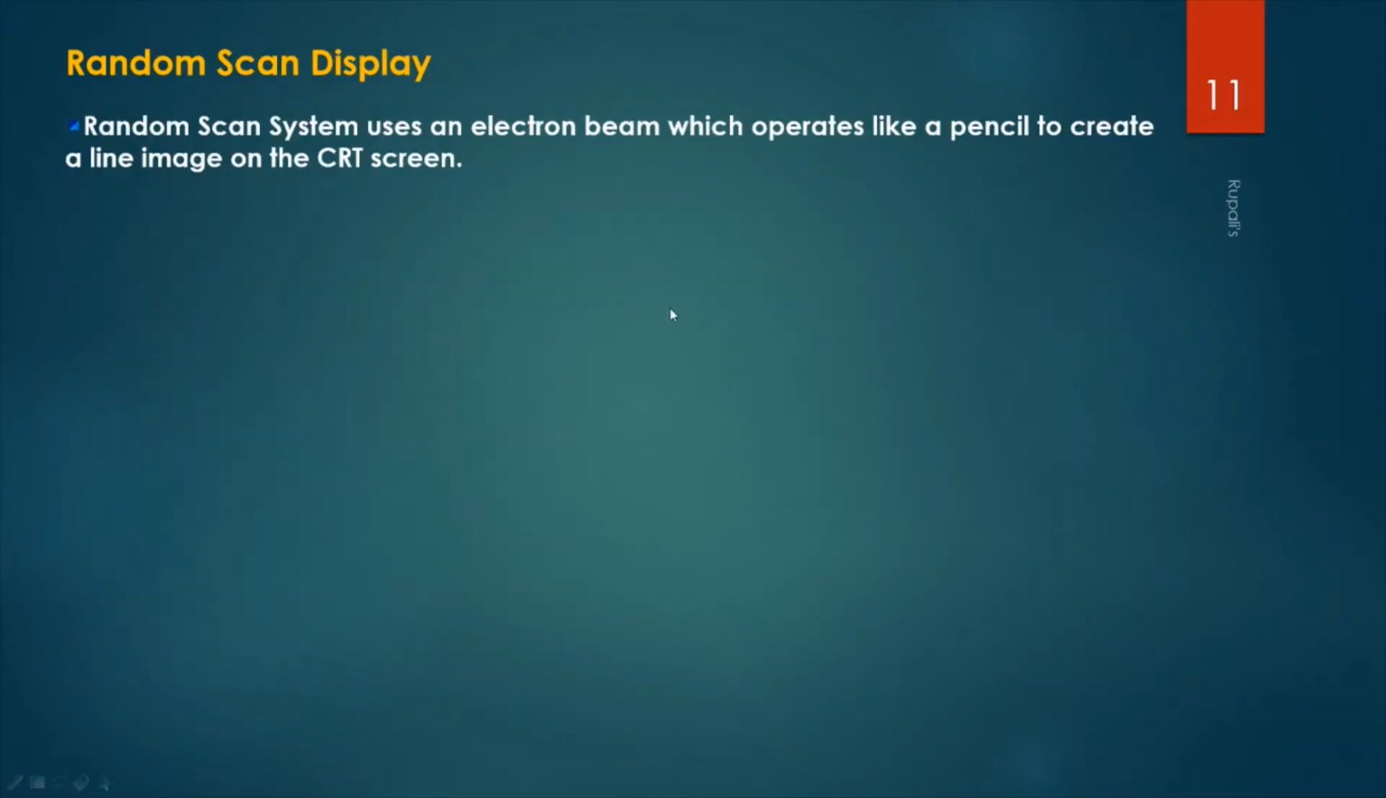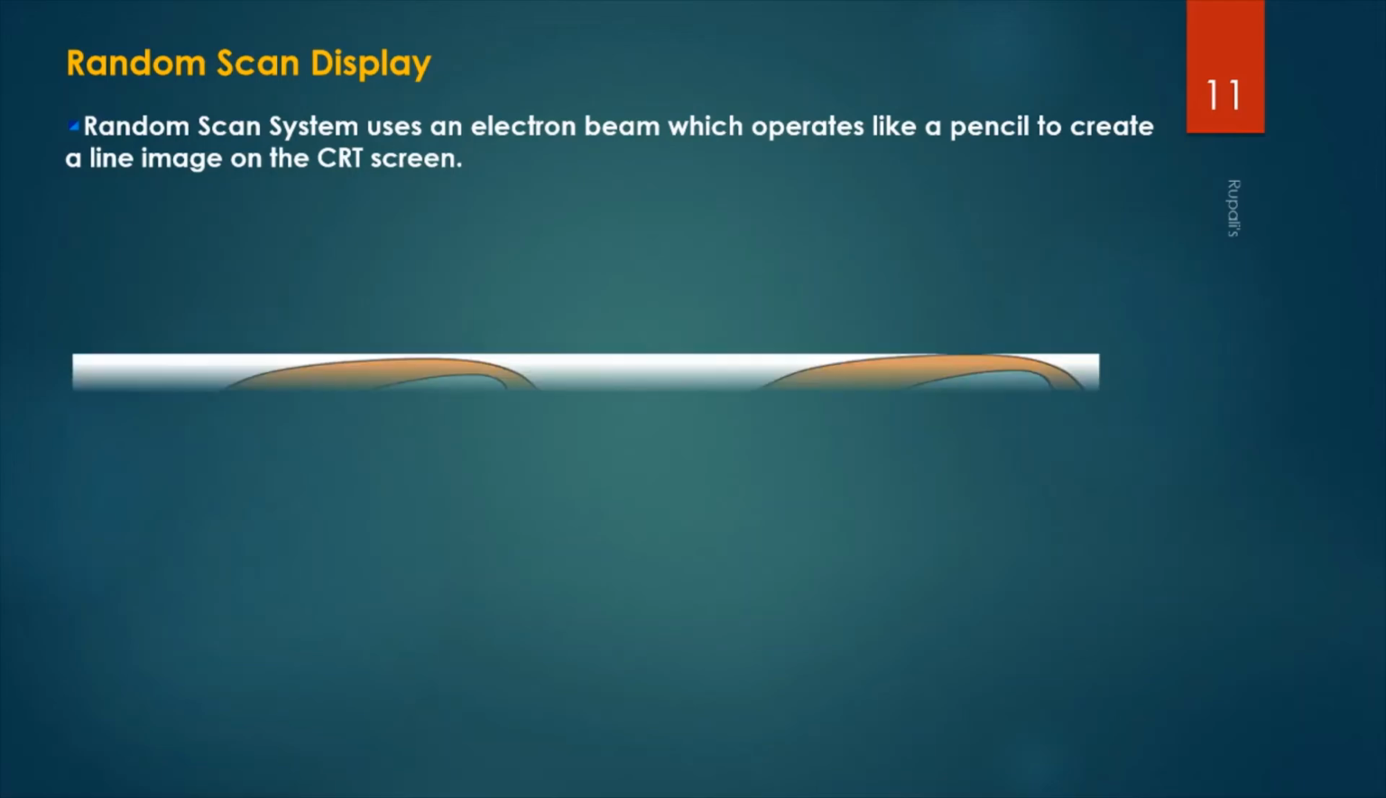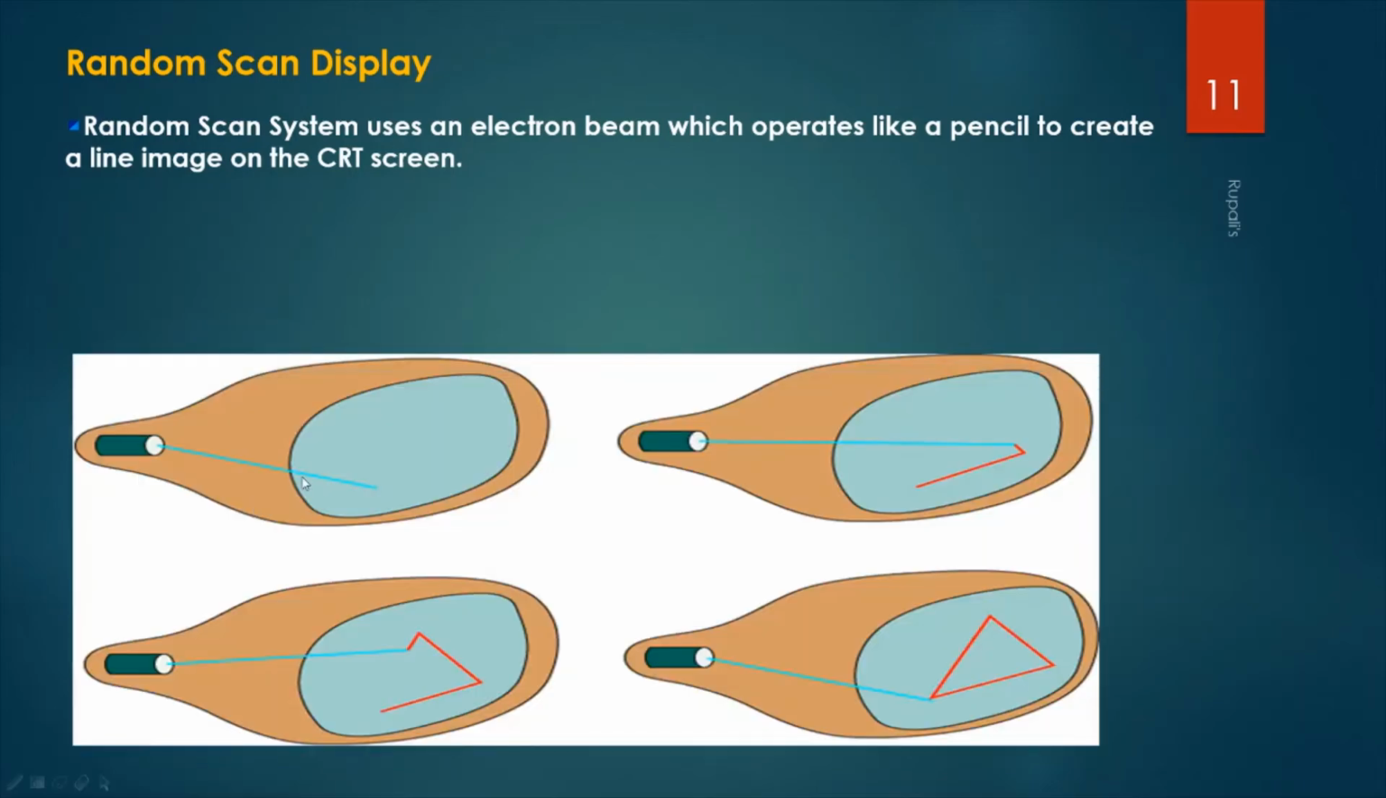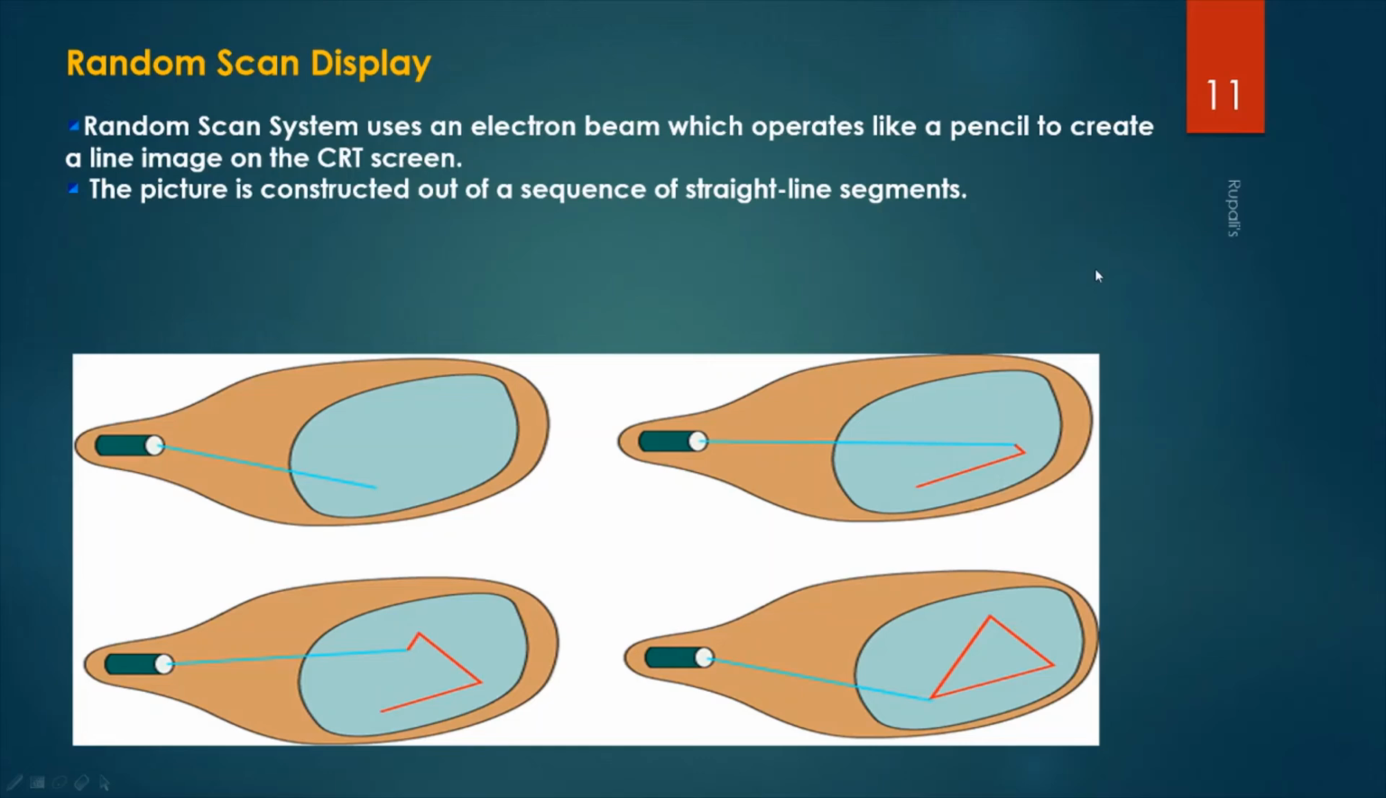Next, random scan display. Random scan display is restricted to line drawing applications. How? A random scan system uses an electron beam which operates like a pencil to create a line image on the CRT screen. See the figure? So this is our CRT. To create a line image, random scan display is used. Here, the picture is constructed out of a sequence of straight line segments.